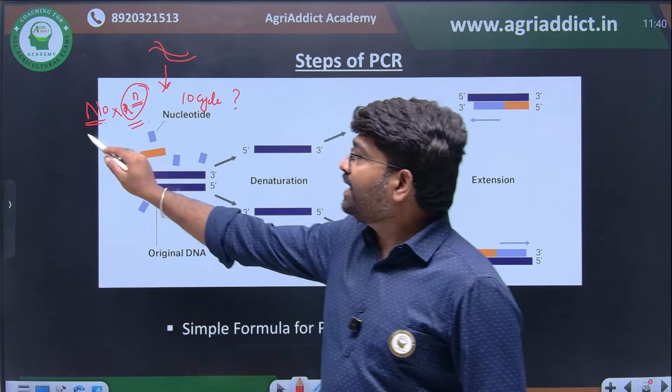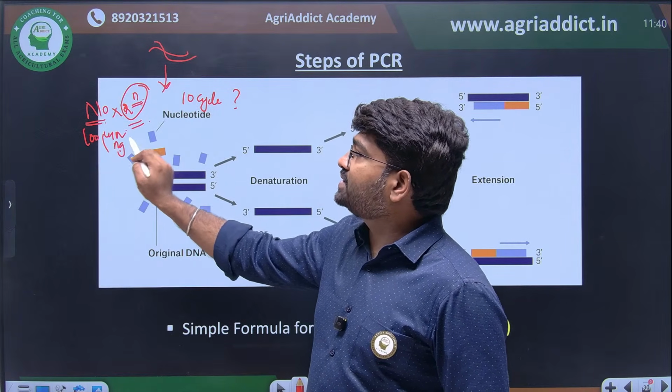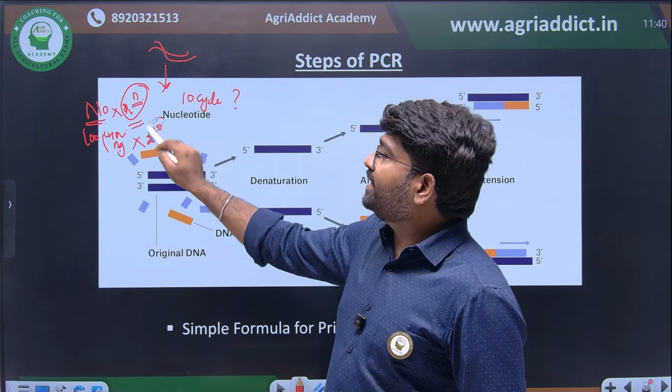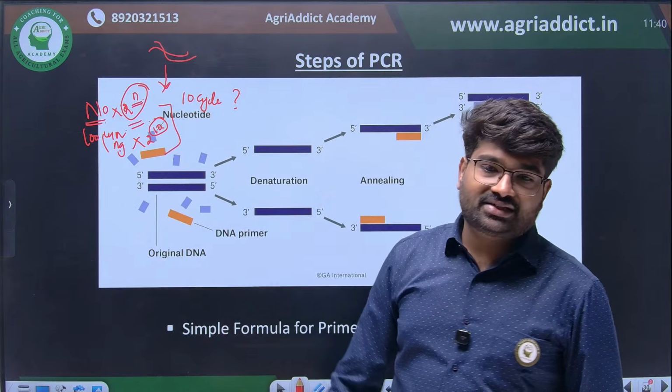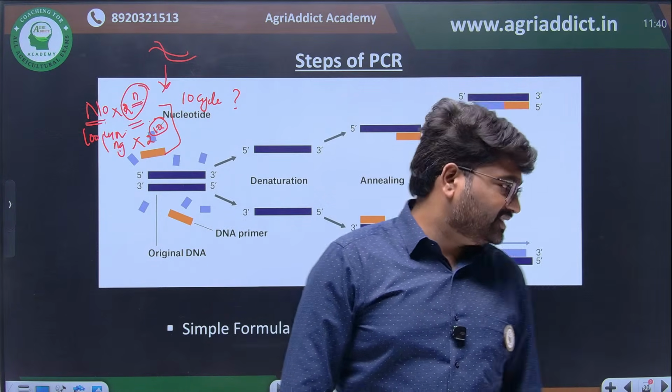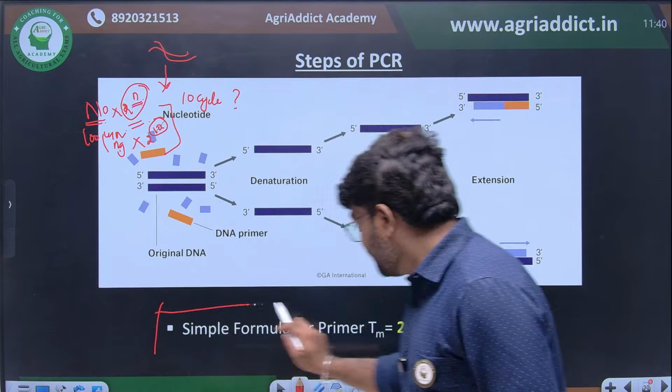For example, if a 100 nanogram concentration is there, multiplied by 2 power 10, where 10 is the number of cycles. So exponential multiplication will happen in PCR. I hope this is clear. And this is a 2019 JRF question.